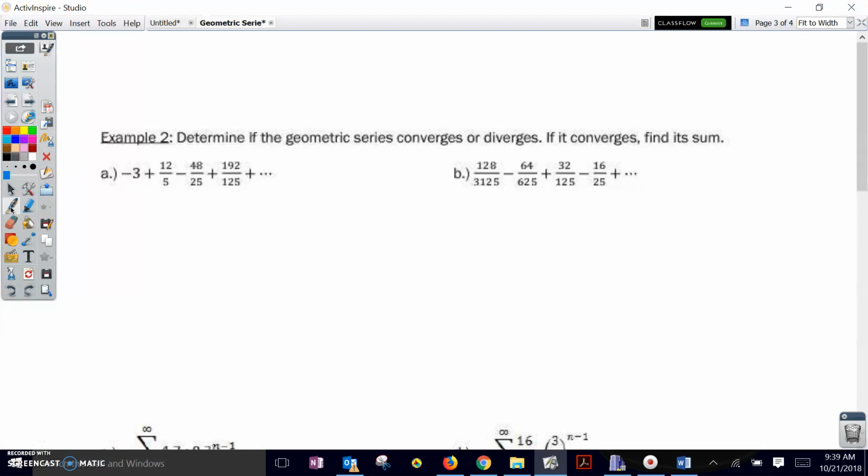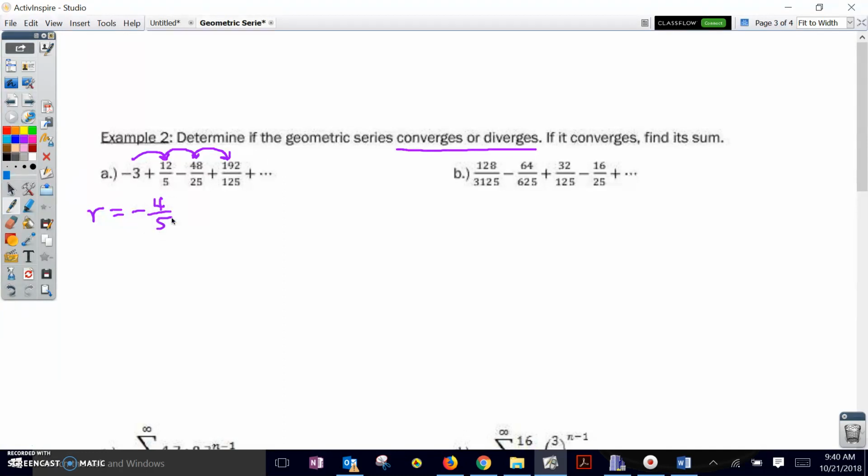So what we're going to do is first decide if it converges or diverges, and then if it converges, we're going to find the sum. So first we find the common ratio. What do I multiply each of these terms by to get the next term in the series? In this case, it looks like I'm multiplying by negative 4/5.